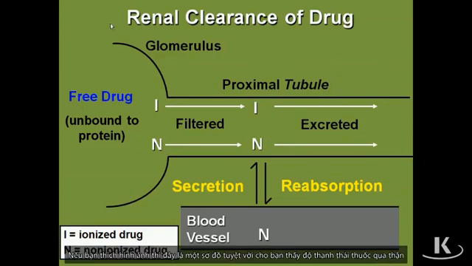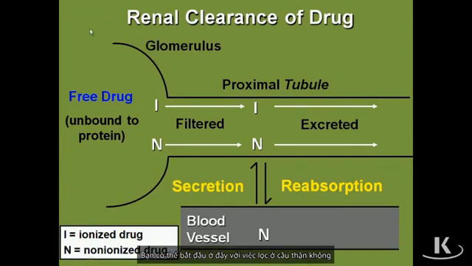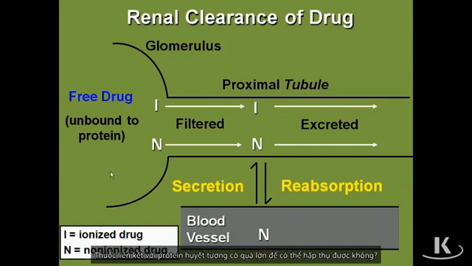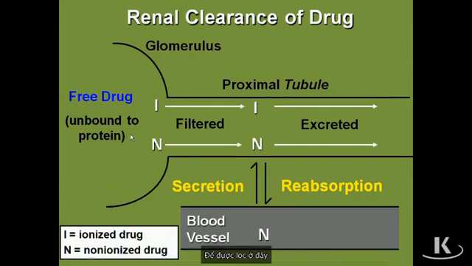If you like visuals, this is a great diagram showing you renal clearance of a drug. You start here with filtration at the glomerulus. Remember that it's only the free drug that gets filtered, unbound to plasma protein, because drugs bound to plasma protein are too large to get filtered here. Notice that both the ionized and the non-ionized form of the drug get filtered. Both can get in, but the difference is once they get inside.